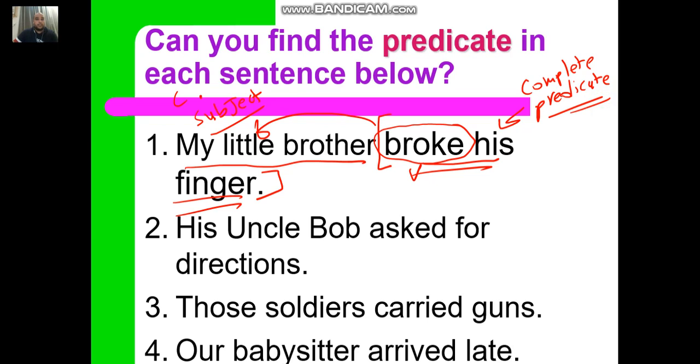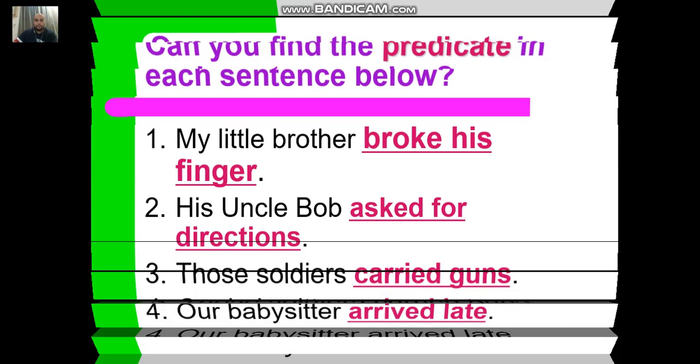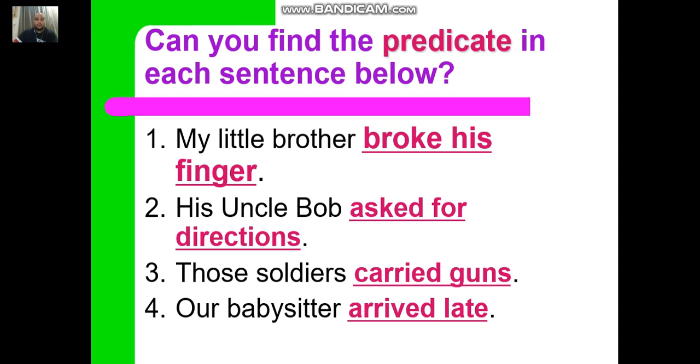So you can stop the video here and do number 2, 3, 4. You can send it to me on WhatsApp or you can send it on Classera, no problem. But you have an assignment about the vocabulary and you have an assignment about the grammar and you have an assignment of writing. Do them all, please. Let's carry on. So broke his finger, that's the complete predicate.